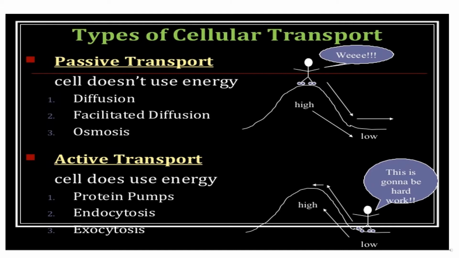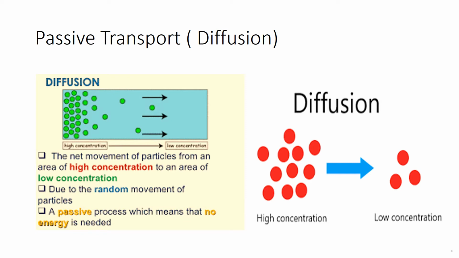You can see in passive transport, all the molecules move from high to low. And in active transport, you can see all the molecules are moving from the lower to the higher level. So in passive transport, here we are going to learn about diffusion.